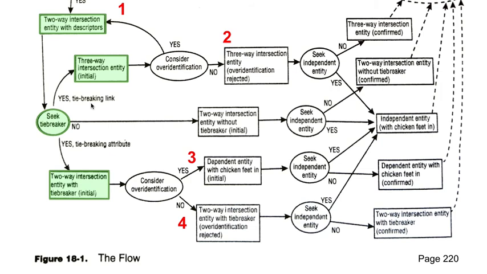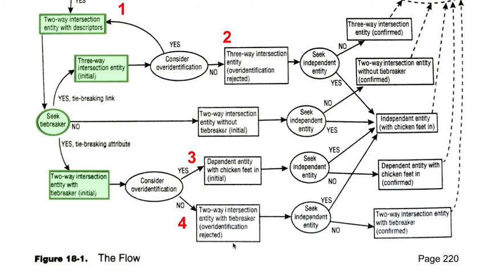Returning to the flowchart, you can see from what we've discussed that we've reached outcome number 3 here. Dependent entity with chicken feet in. We determined that yes, it was over-identified with all 3 bars, and we really only needed 2. If we'd checked all 3 descriptors A, B, and C, and the users confirmed that all 3 really did need bars, then we would reject over-identification and move on to outcome number 4.